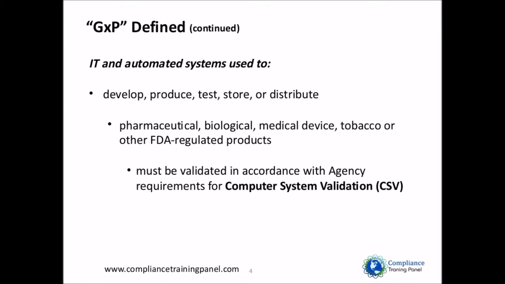GXP is defined as a system, whether it's an IT system, meaning an application, or an automated system, something that is running or controlling some device or piece of equipment. It's used to develop, produce, test, store, or distribute any kind of FDA-regulated product, whether that be pharmaceutical, biological, medical device, tobacco, or something else. And as of Monday, August 8th, the Tobacco Control Act was extended to e-cigarettes and vapor products, so they would fall under this as well.